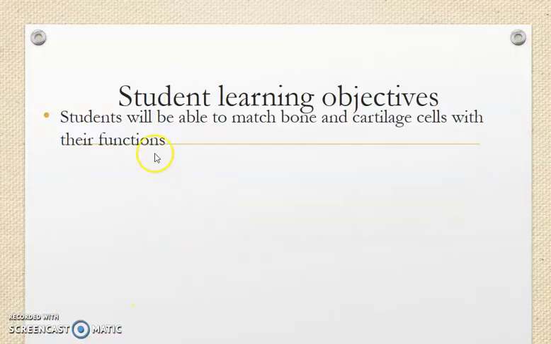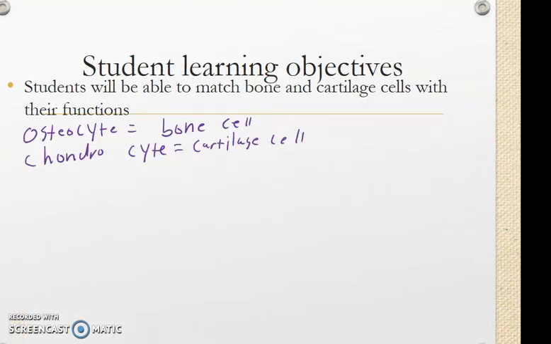So, you'll be able to match the bone and cartilage cells with their function. So we have bone cells, we have cartilage cells. Do you remember what those were called from a couple chapters ago? Osteocytes, osteo is bone, cyte is cell. Chondrocyte, yes, I was sounding it out as I was writing it. Chondro is cartilage, cyte is cell.